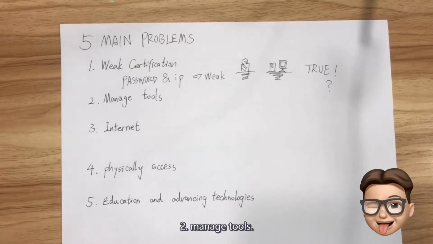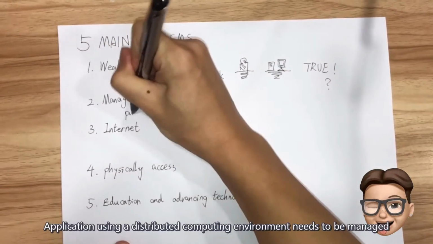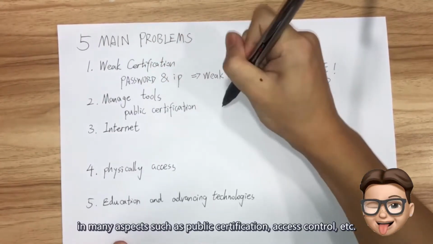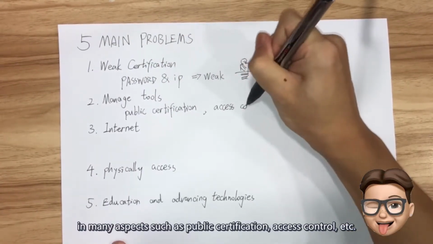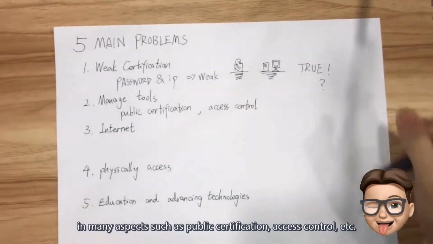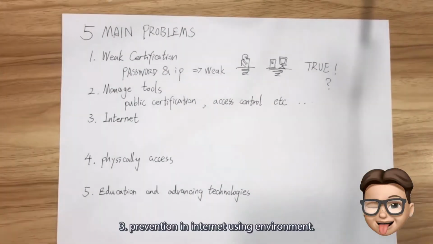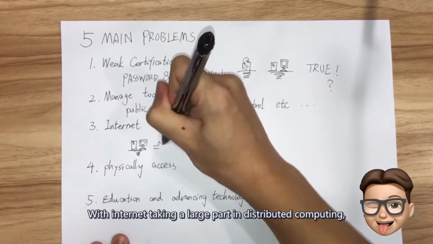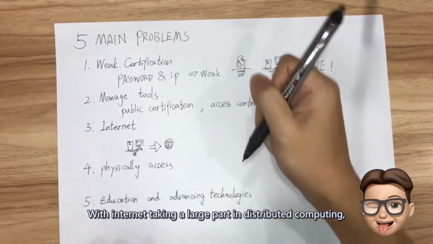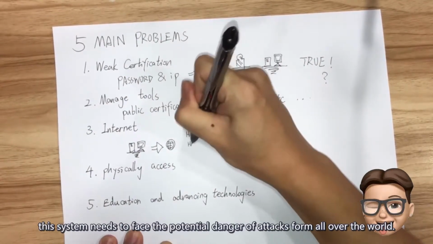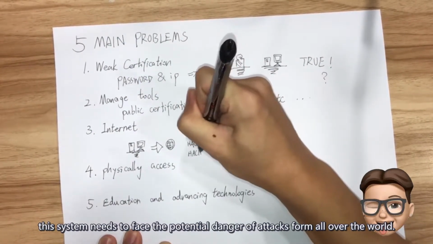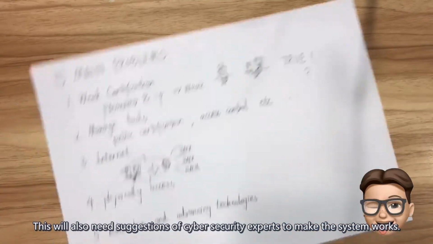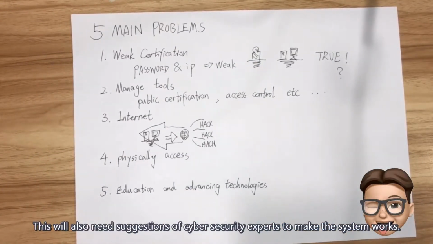Problem 2: managed tools. Applications using a distributed computing environment need to be managed in many aspects, such as public certifications, access control, etc. Problem 3: prevention in the Internet-using environment. With the Internet taking a large part in distributed computing, the system needs to face the potential danger of attacks from all over the world. This will also need suggestions from cybersecurity experts to make the system work.